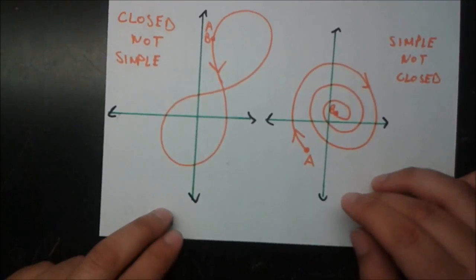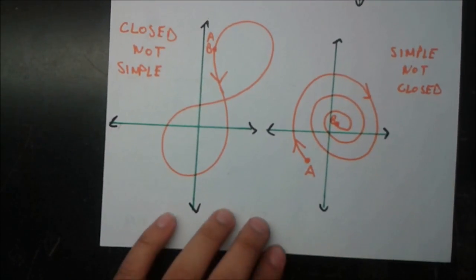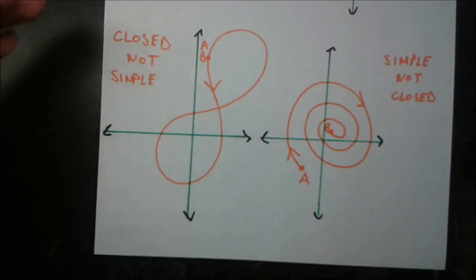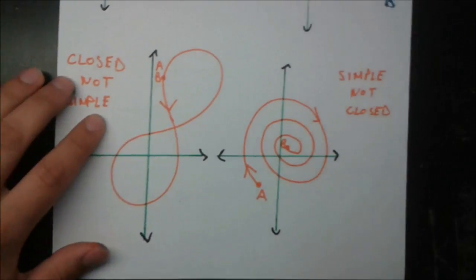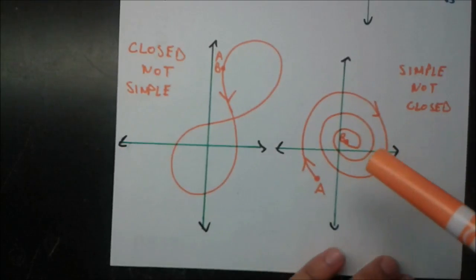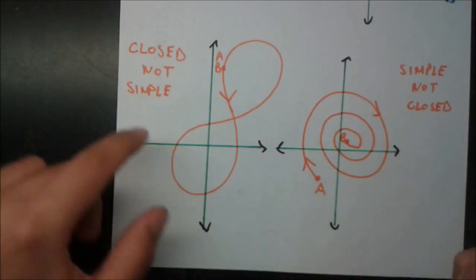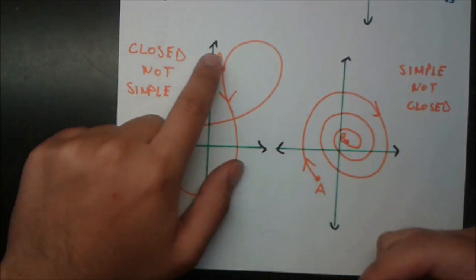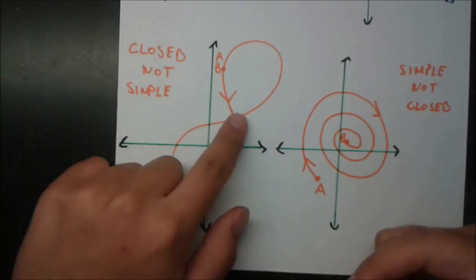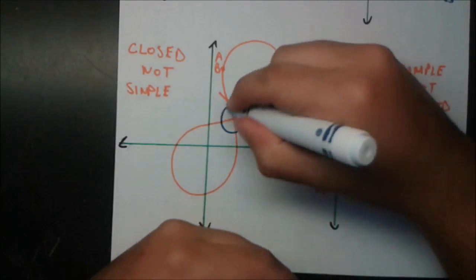Okay, so now before we go on to the last part of the video, I just wanted to go over two things that might be misconceptions. You can have something that's closed and not simple. You can also have something that's simple and not closed. For example, this infinity looking sign, this is closed because you have the same starting and end point, but it's not simple because it has a self-intersection.